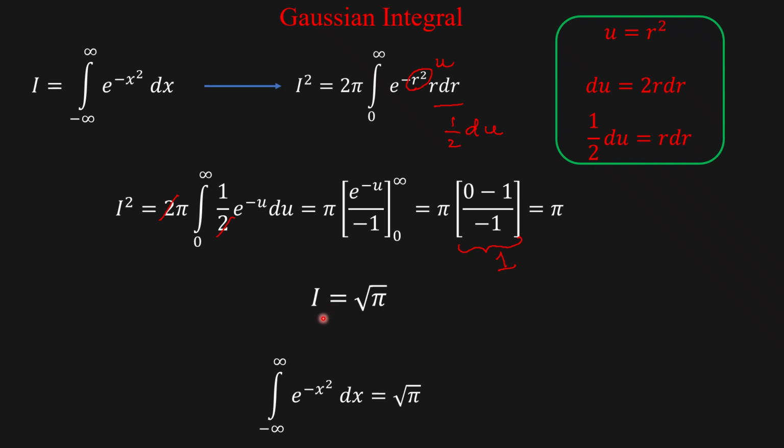That means I is equal to square root of pi. So this actual integral, I, is equal to square root of pi. The actual integral, integral between minus infinity to plus infinity of e power minus x squared dx, is equal to square root of pi. This is the Gaussian integral. Now we will see what will happen if there is a coefficient, that is e power minus alpha x squared. That we are going to see now.